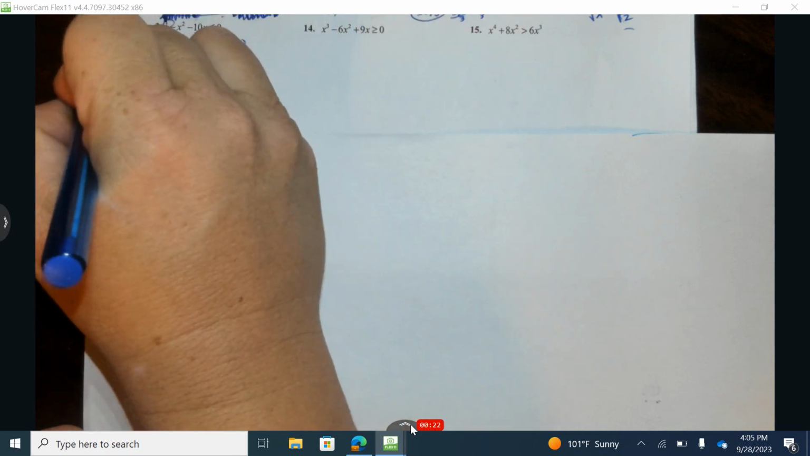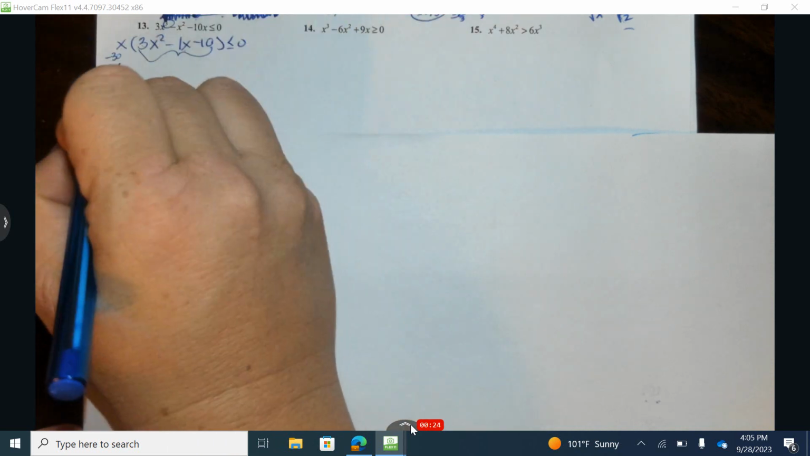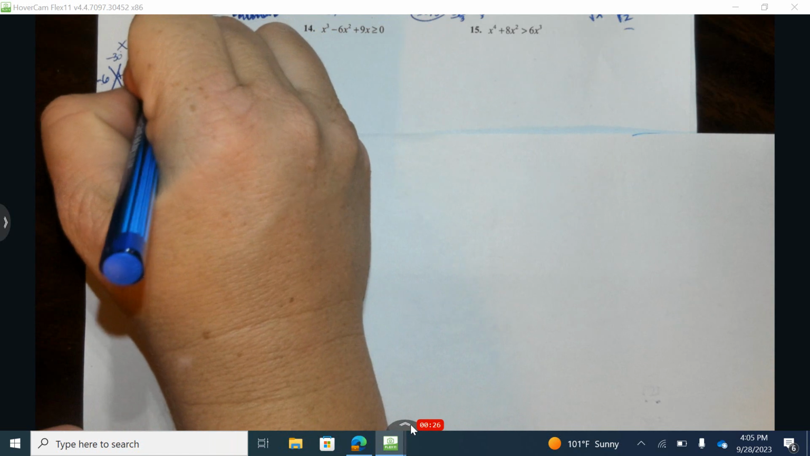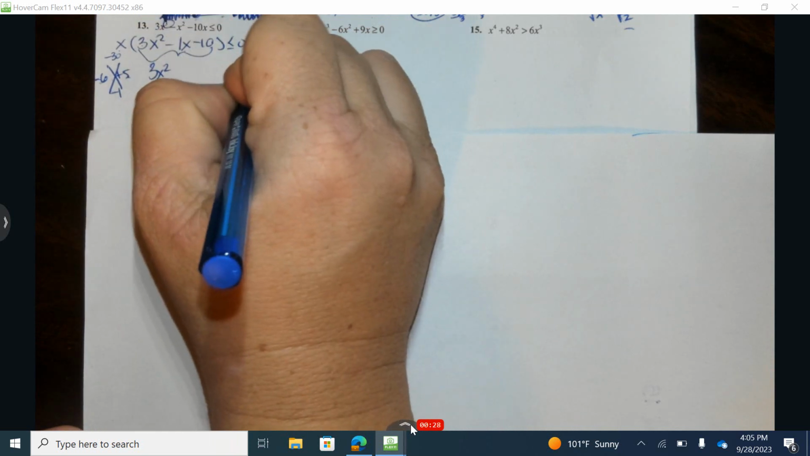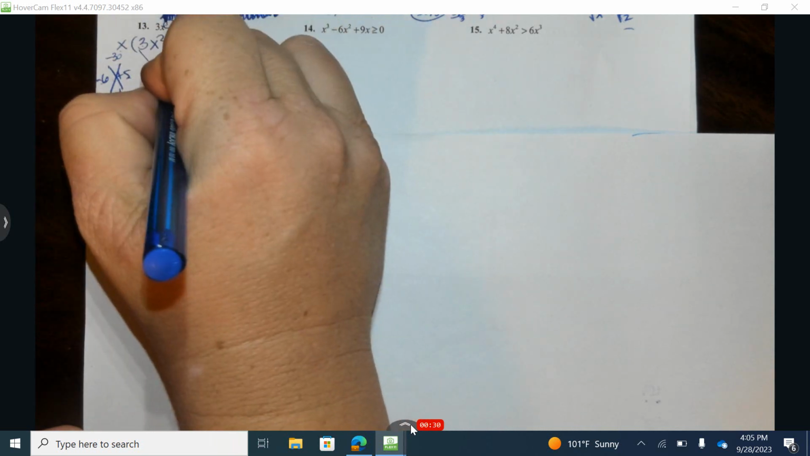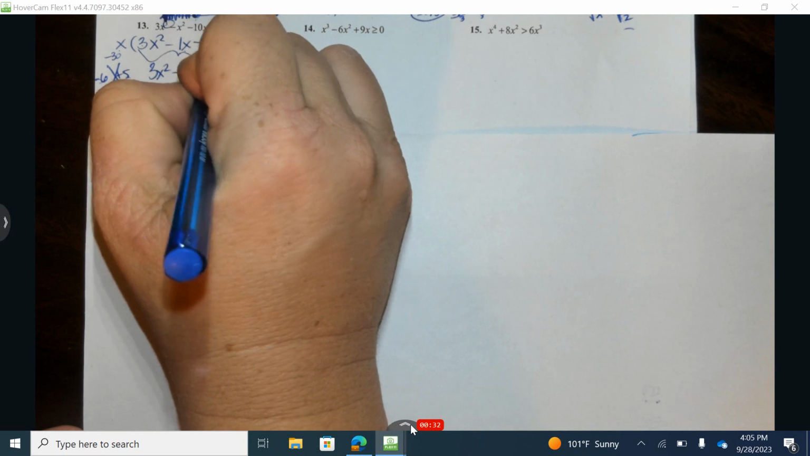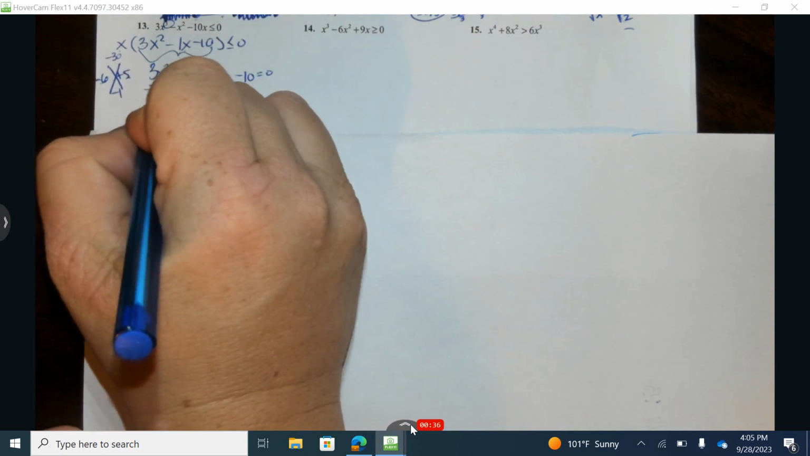What multiplies to give us negative 30 and combines to give us a negative 1? That would be negative 6 and positive 5. Multiplies and combines. 3x squared minus 10. Okay, so minus 6x and plus 5x. I'm underlining the first 2. I can factor out a 3x, and I'd be left with x minus 2.